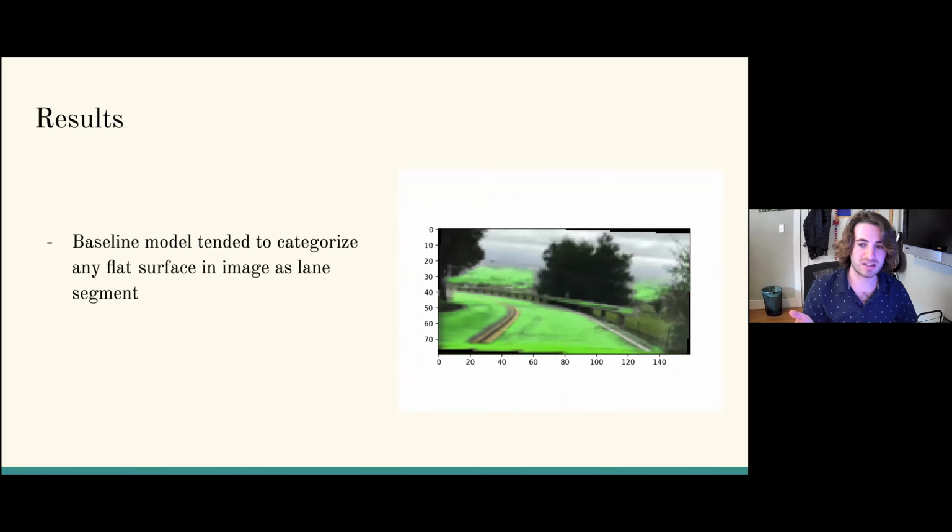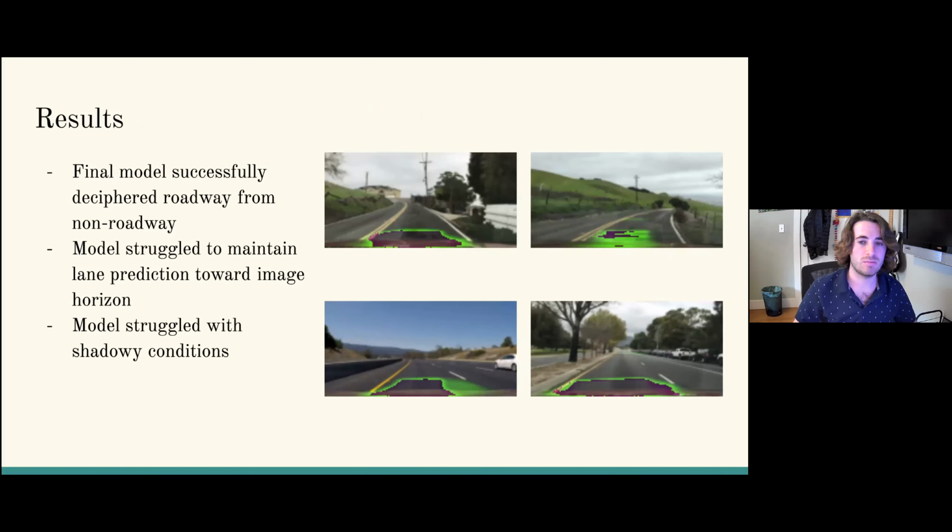As you can see, the baseline model essentially looked at all flat surfaces and recognized everything that was flat as a lane. However, when doing my fully connected model, the model successfully recognized where the roadways were and pinpointed the specific lane areas. However, it tended to struggle with looking very far in front of it and figuring out that that's a lane. So essentially anything that was within the image horizon would then get difficult.